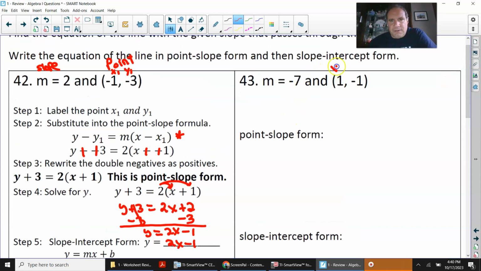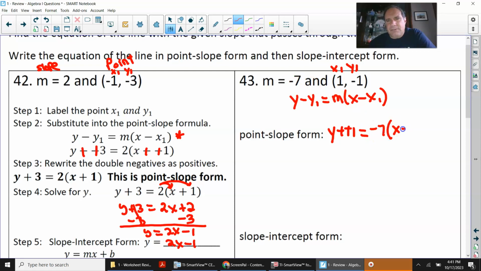All right, so let's go ahead and see if we could do this one again. So first off, step number 1, you label the points. Step number 2 is to actually go ahead and write down the point slope formula. Right? So now we're going to substitute in to the point slope formula. So y minus y1, which is a -1, that's plus. All right, equals m. The m is -7, x minus, and it's 1. x1 is 1. That is point slope form. You got the answer. That's it.